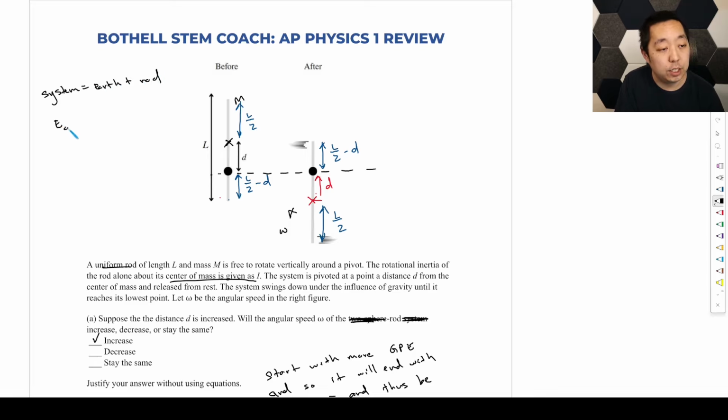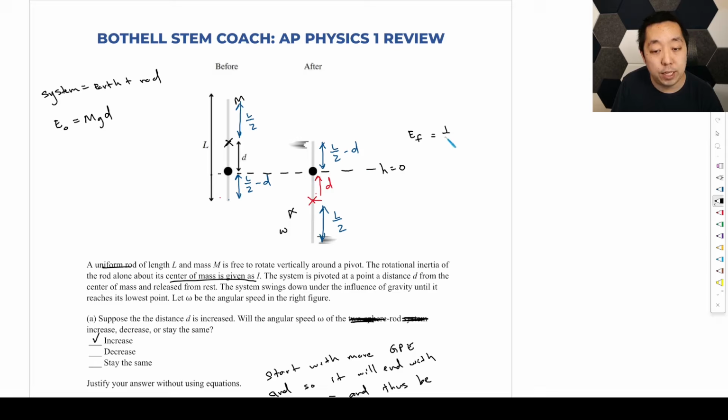So let's look at the initial energy. We don't have any kinetic energy, since it's going to be released from rest. So the gravitational potential energy is going to be mgd here. It's going to be mgd because the center of mass is located d above where h equals 0 is. Now, how about the energy over here? What final energy do we have?